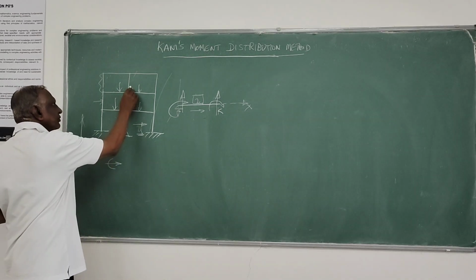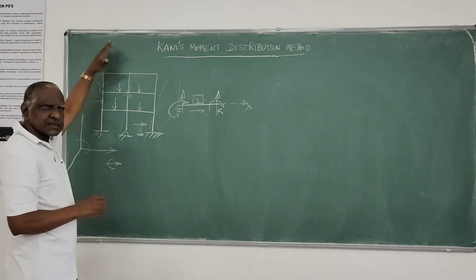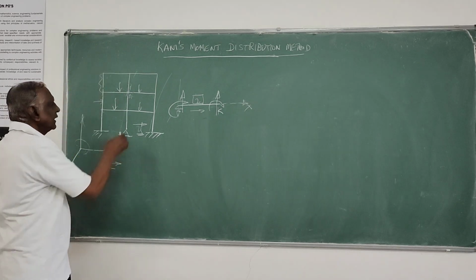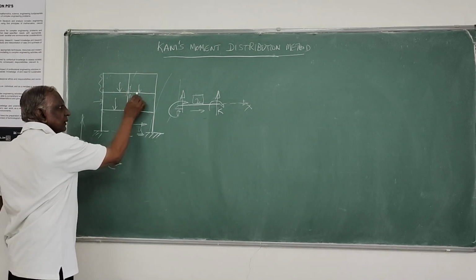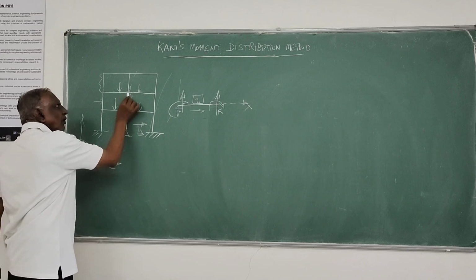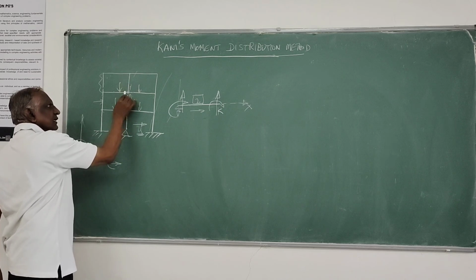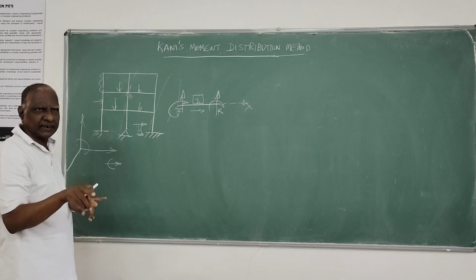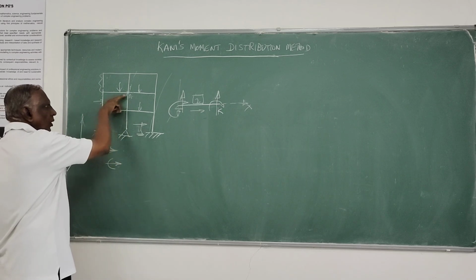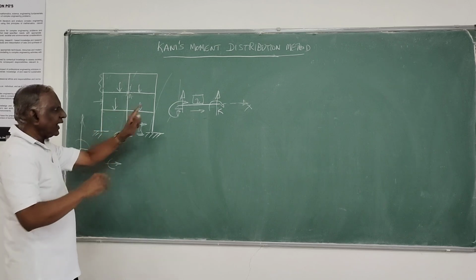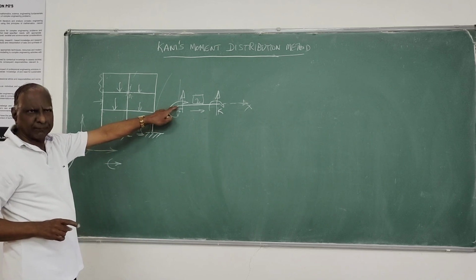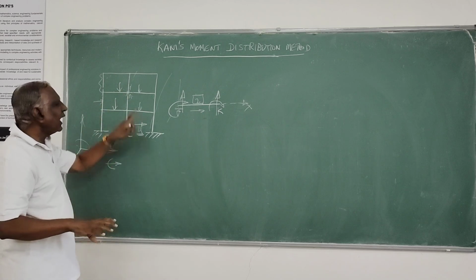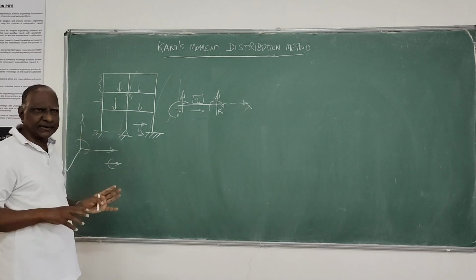Similarly, if v is the displacement on account of the load in the vertical direction, then the component of displacement at this end for this member is the same. That is the compatibility condition. The component of displacement at any end of the member, for all members meeting at a joint, will be the same, and that will be equal to the joint displacement.